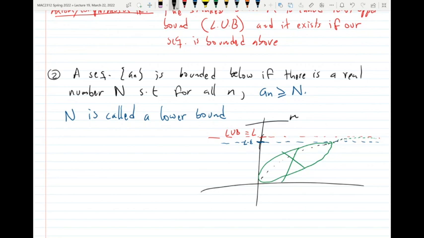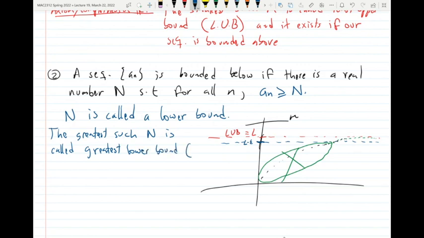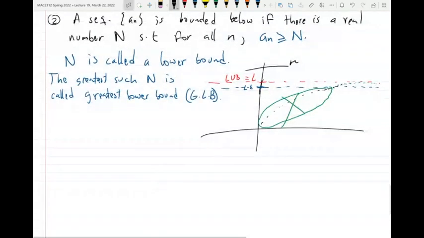Okay, so n is called a lower bound, and the greatest such n is called the greatest lower bound. And we abbreviate this by GLB. Okay? And the point is, just like for the least upper bound, this one also exists. If a sequence is bounded below, it has a greatest lower bound. And the logic is the same.